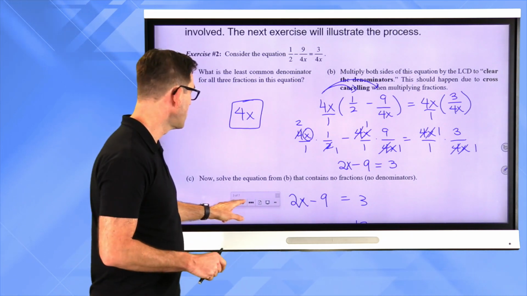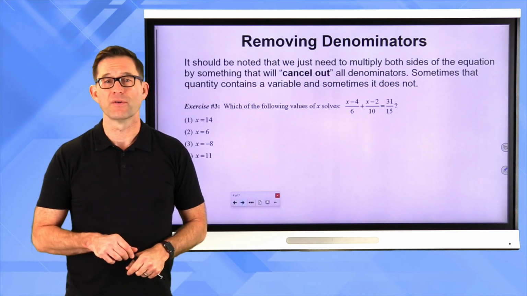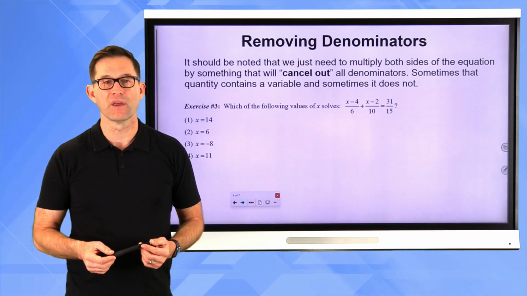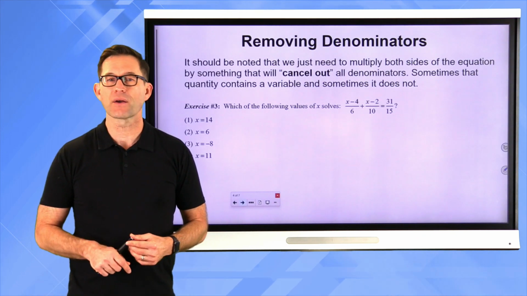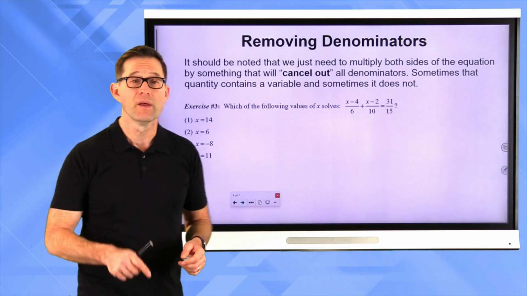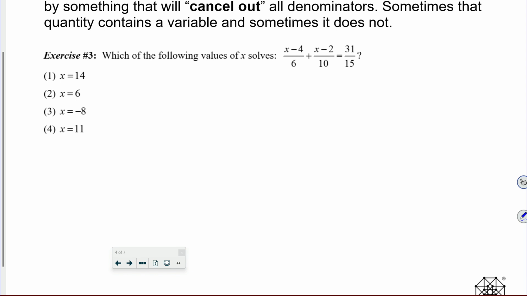Let's take a look at more of these that are a little bit more complicated. Removing denominators. It should be noted that we just need to multiply both sides of the equation by something that will cancel out all the denominators. Sometimes that quantity contains a variable, like in the last problem. Sometimes it does not. Let's take a look at exercise number 3. Which of the following values of x solves (x minus 4) divided by 6 plus (x minus 2) divided by 10 equals 31 divided by 15?